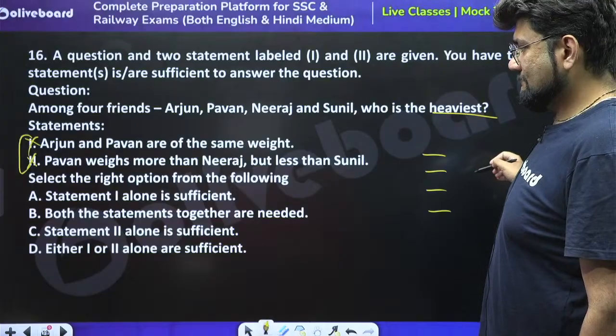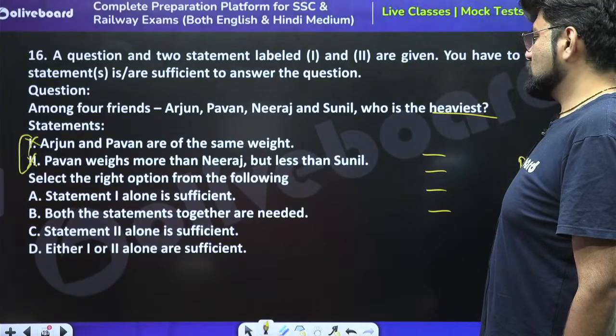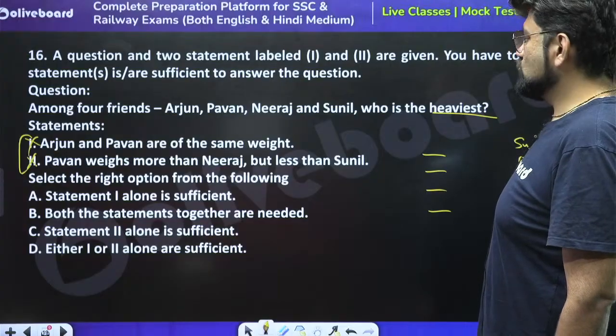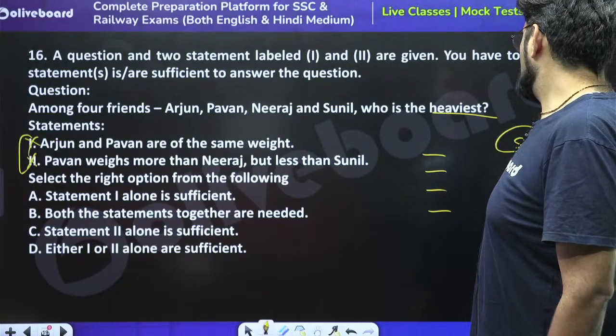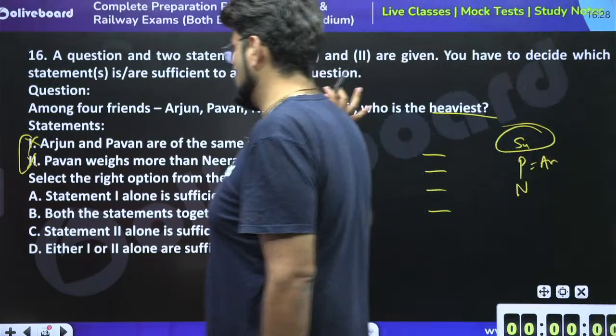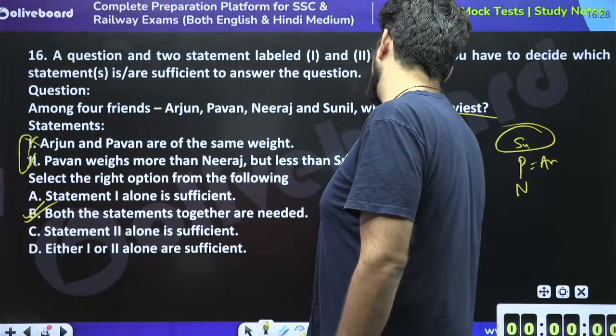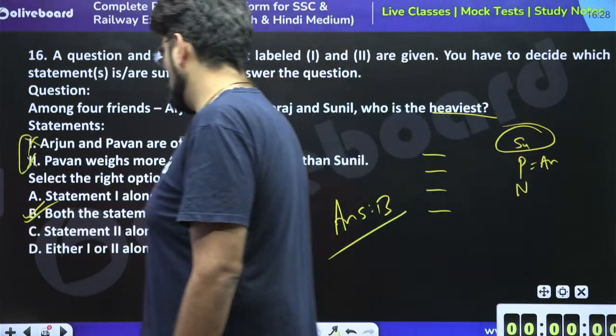So Pawan weighs more than Neeraj, less than Sunil, and Pawan and Arjun weigh the same. So we know that Sunil is the one who is heaviest. We do not need the answer, but option B is the correct one. Both statements together are needed to answer your question. Cool. Next.